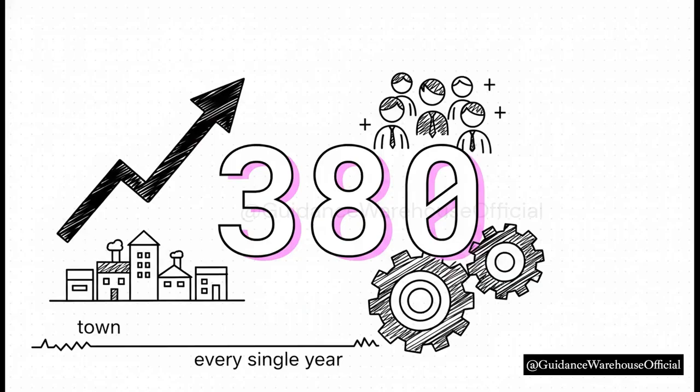And the result is this nice, clean number, 380. So what does that mean? It means this town is growing by about 380 people every single year. That rate of change is the engine that's going to power our predictive model.